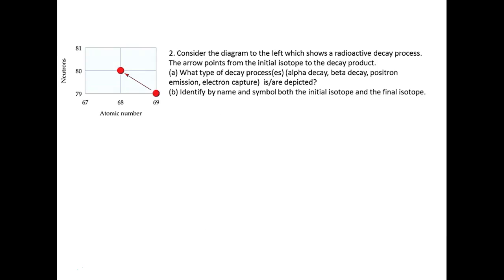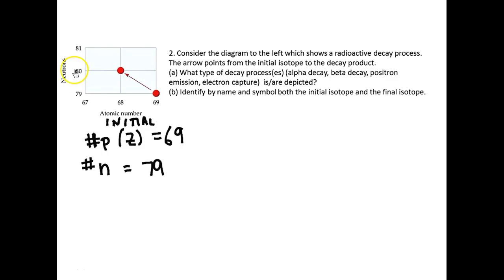Consider the diagram to the left, which shows a radioactive decay process. The arrow points from the initial isotope to the decay product. What type of decay process is depicted? We need to look at the atomic number along the x-axis. That's the number of protons. The number of neutrons is along the y-axis. So we're going to write that down. We're starting initially with 69 protons and 79 neutrons. Okay, make sure that you can read that graph well.